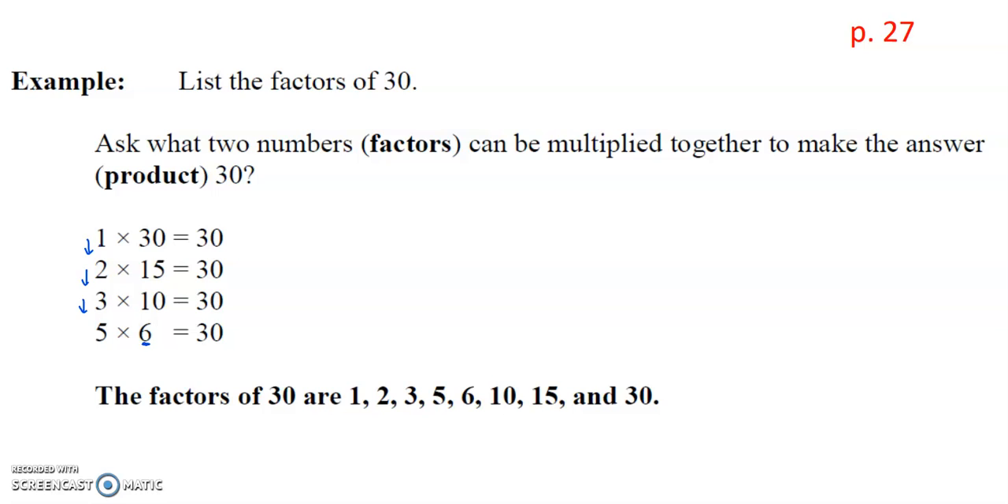So we know that we're actually now done looking for factors when we hit a number twice. So the factors of 30, if we go in order from smallest to largest, are 1, 2, 3, 5, 6, 10, 15, and 30. These are all factors of 30.